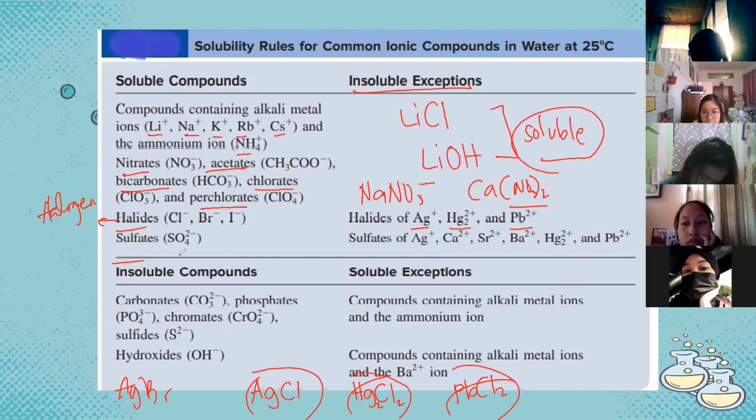Now, the sulfates are actually also soluble. It's just that may exceptions lang din. Silver, like silver sulfate, calcium sulfate, strontium sulfate, barium sulfate, mercury sulfate, and lead sulfate. They are all insoluble sa water. So, ang tendency pag products sila sa atong reaction, they will actually be the precipitate. Kung product sila, mahimo silang precipitate. The rest of the sulfates are soluble. So, walang precipitate na ma-form.